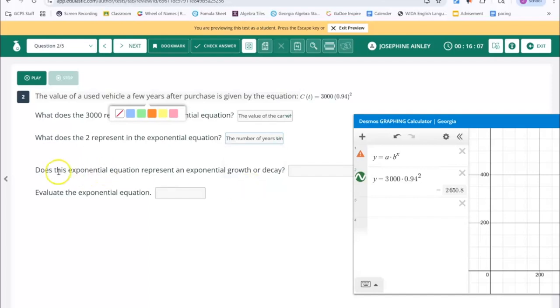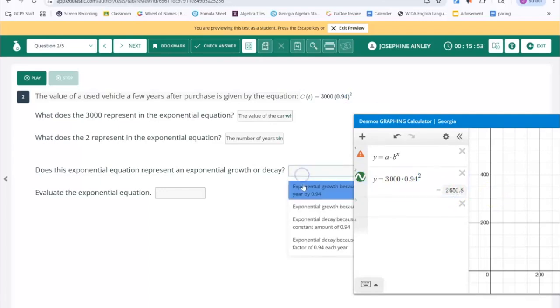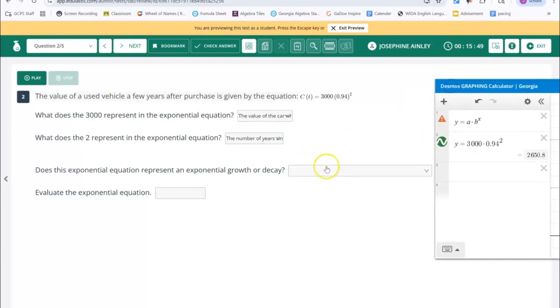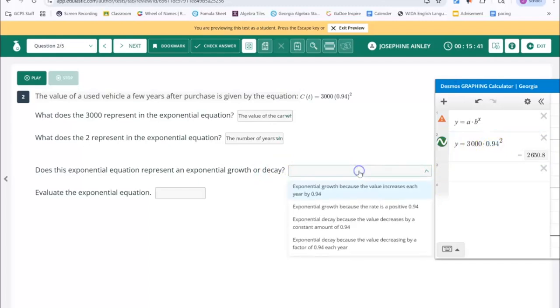Does this exponential equation represent growth or decay? Well, you just look at it. If it's between 0 and 1, it is decay. You can also type it in here, but if you type it in exactly like this, you'd need to change this to an x to see that it's decay. So we're going to say decay, and let me see what the answer choice is. How do I know it's a decay? Because the decay factor is between 0 and 1.